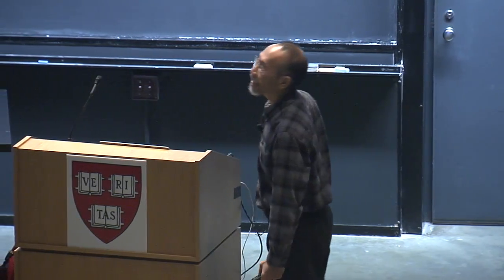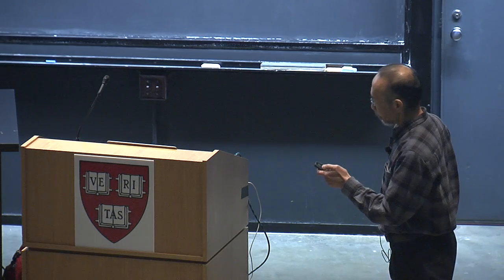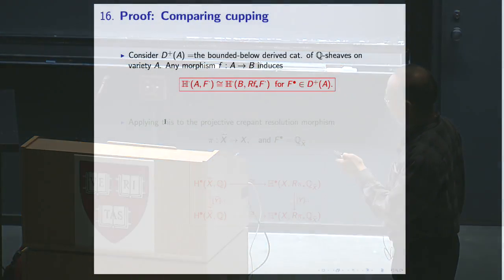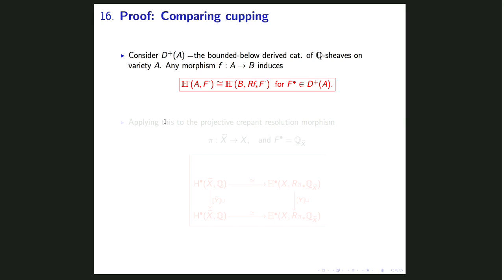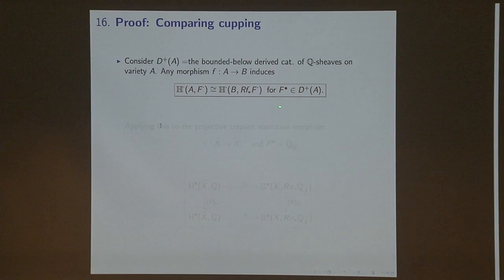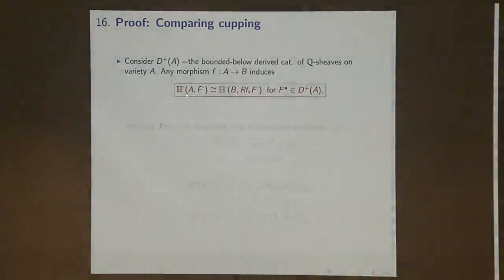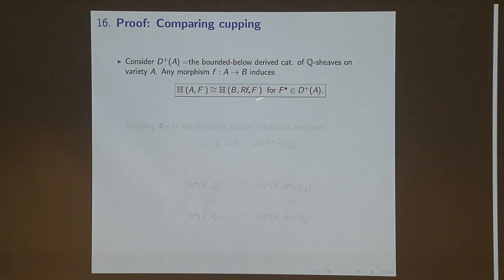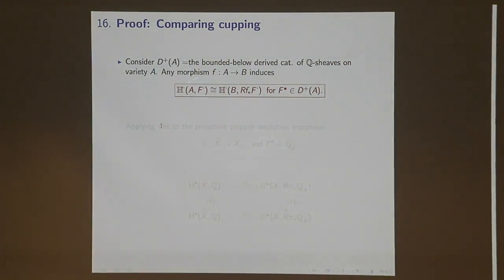Okay, so you need a couple of technical lemmas to do so. So first, it's a standard result that if you look at a Q sheaf F in the derived category that is bounded below on a variety A, and if you have a morphism from A to B, then it automatically induces an isomorphism of hypercohomology of the Q sheaf F and the derived push forward of F. So now this gives you a way to compare hypercohomology on two different spaces under this morphism.